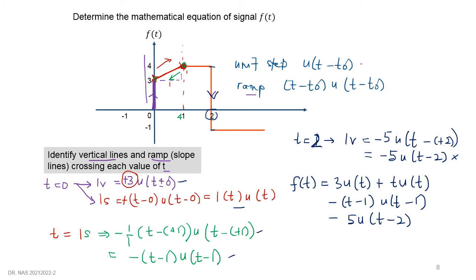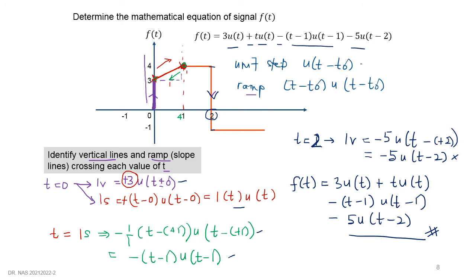Okay, let's compare to the actual equation. You have 3u(t) plus t u(t) minus (t minus 1) u(t minus 1) minus 5 u(t minus 2). I would like to remind you, for the unit step function you have the amplitude. You need to consider the amplitude, but for the ramp function you need to consider the gradient, which equals y over x. Alright, so that's all.